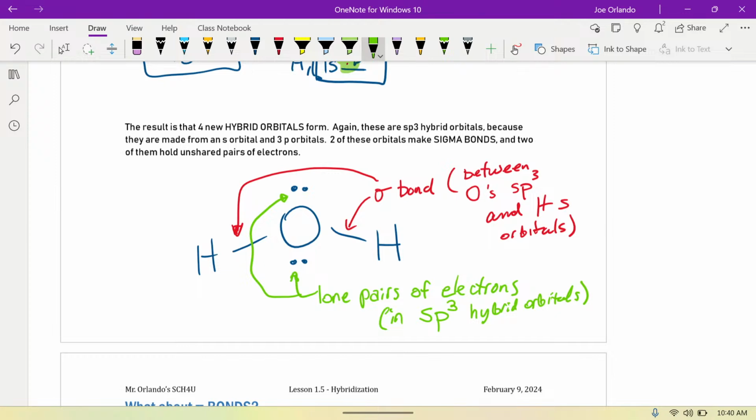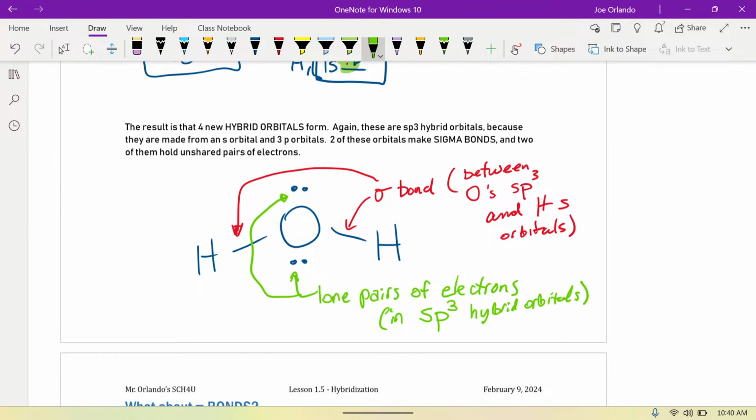So if we have to make a new shape for the stuff it's bonded to, that's also going to make the electrons that aren't making bonds want to move into a new shape to get out of the way. Does that make sense? So it's not just the bonding electrons that go into a new orbital, so do the lone electrons. Because otherwise, their shape wouldn't make good sense.